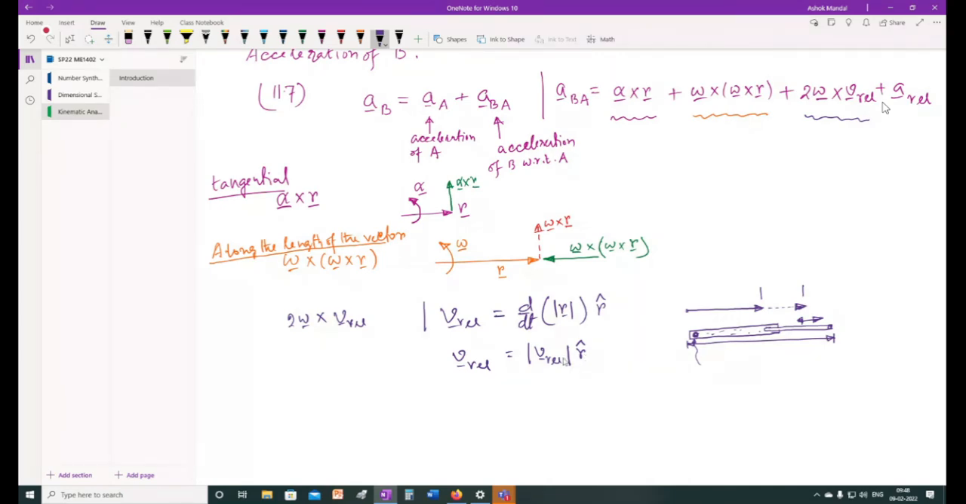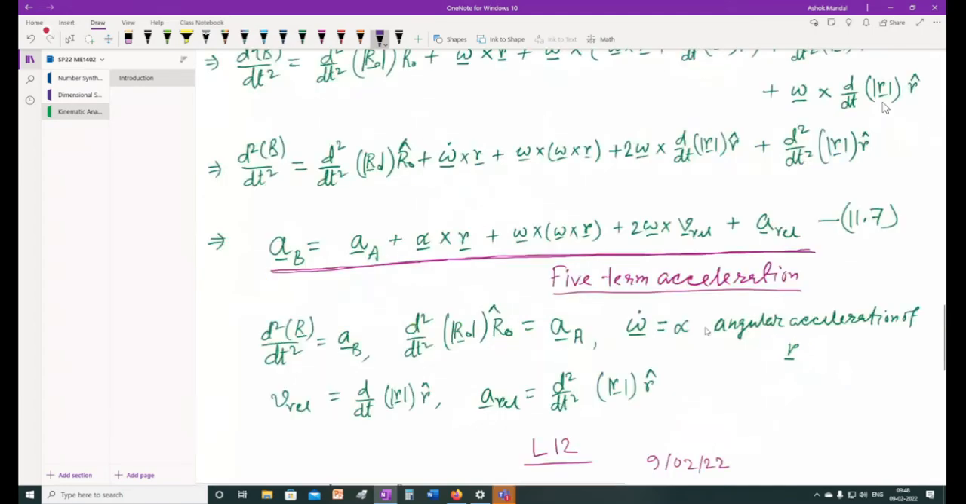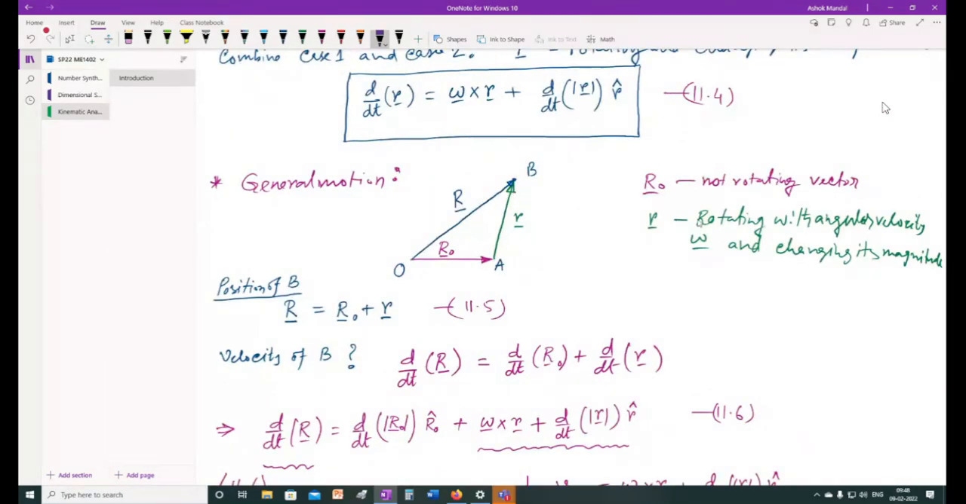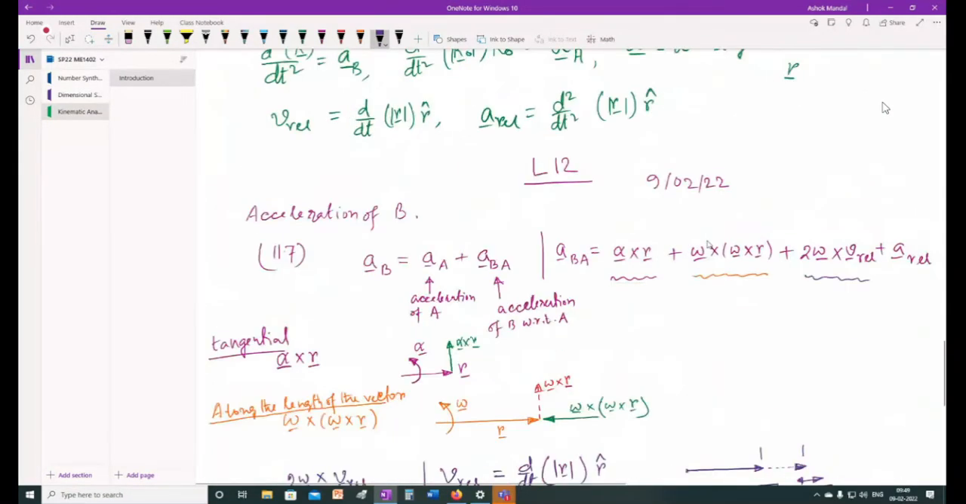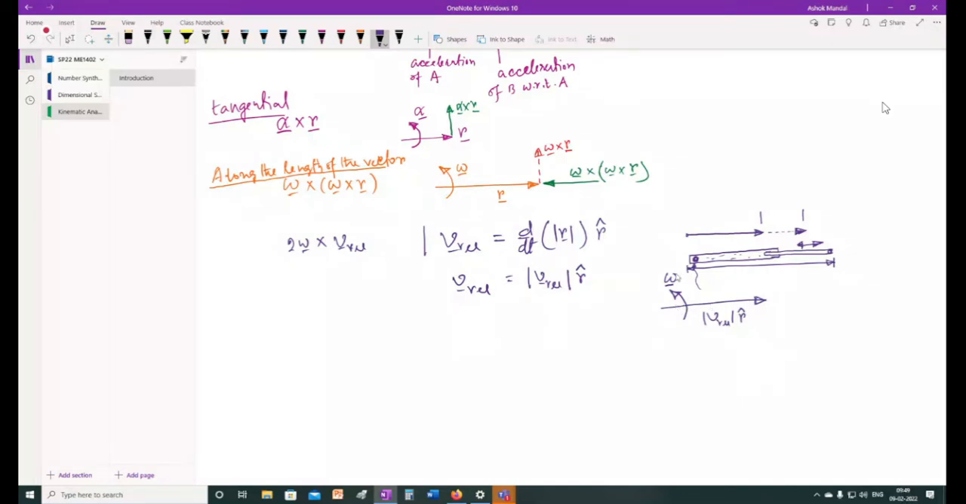Now if I write down this v relative, suppose this is v relative magnitude, and this is the direction. If the direction is this unit vector r, that means this vector is also rotating with angular velocity omega, because the r vector is a rotating vector. As we have considered here, the r vector is rotating with angular velocity omega. That means this is rotating with angular velocity omega.